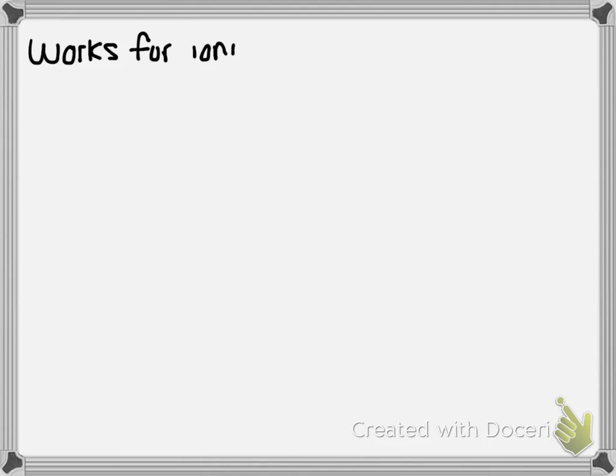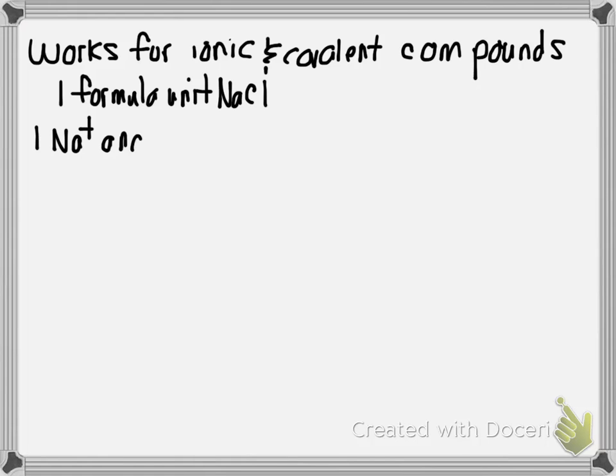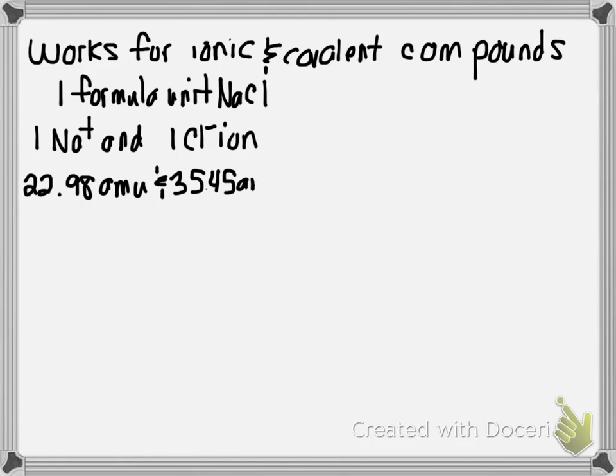This works for things besides just individual atoms, though. It works for ionic and covalent compounds as well. For example, if I have one formula unit of sodium chloride, that means I have just one single sodium ion and one single chloride ion. For its total mass, you would add the individual masses together: 22.98 AMU for sodium, which you look up on the periodic table, and 35.45 AMU for the chloride ion. Add them together, 58.43 AMU. That's for one formula unit of sodium chloride.